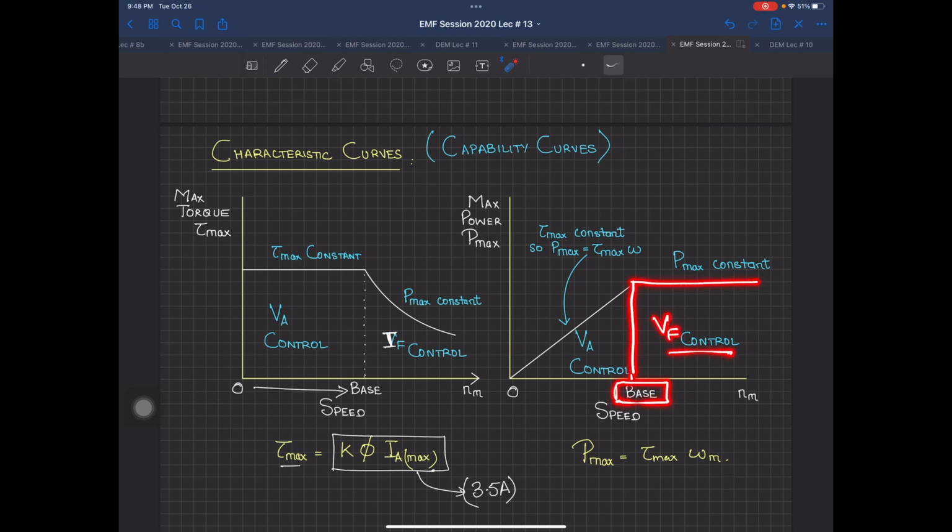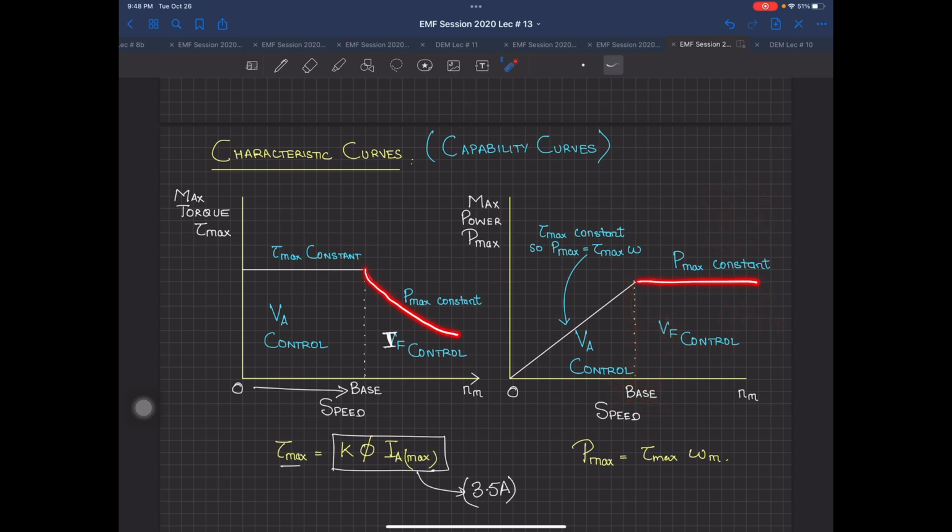And when you are going to talk about VF control, what you are going to do is decrease your flux. And when you decrease your flux, what will happen? Your current IA is going to increase. So the torque will remain the same, and the maximum power will remain the same.